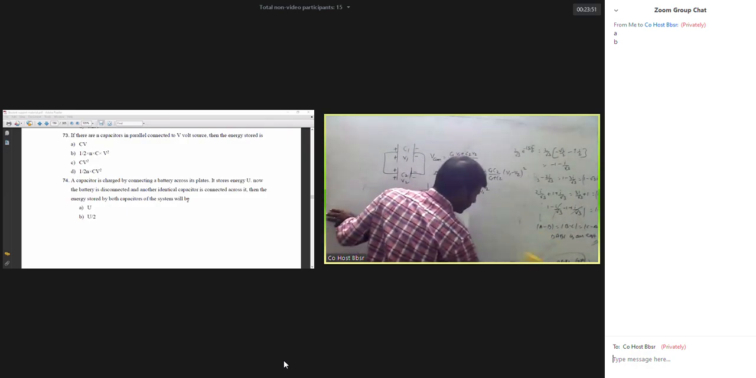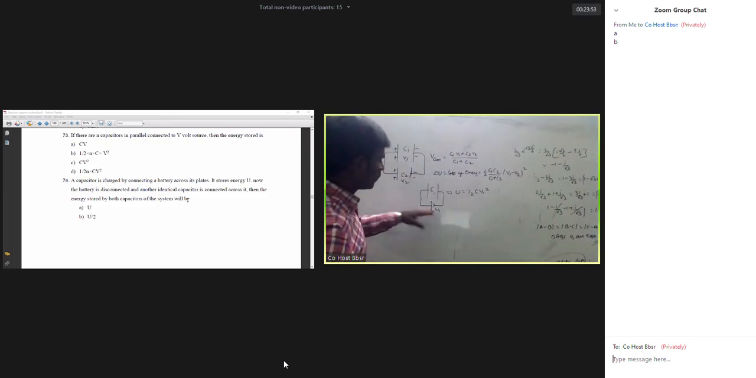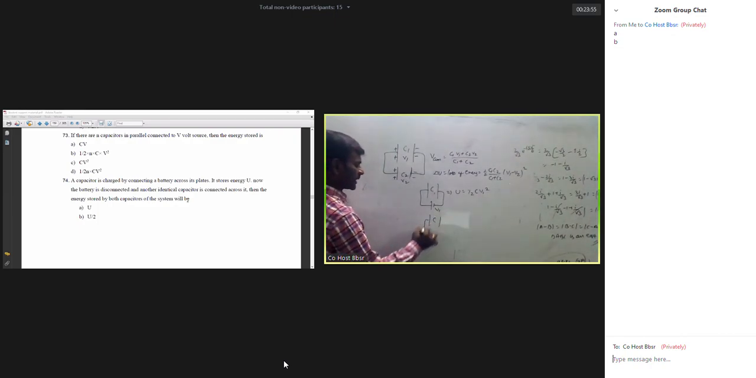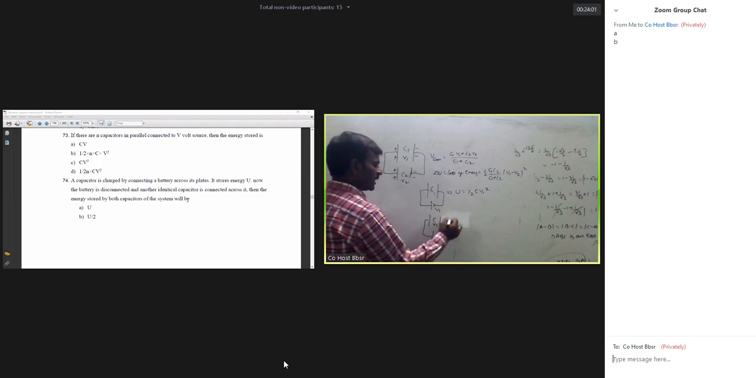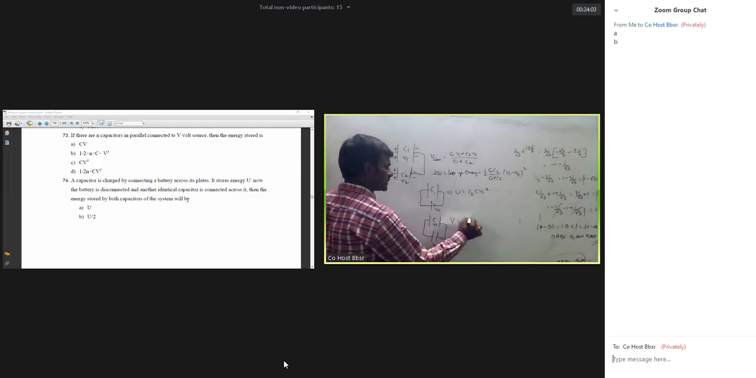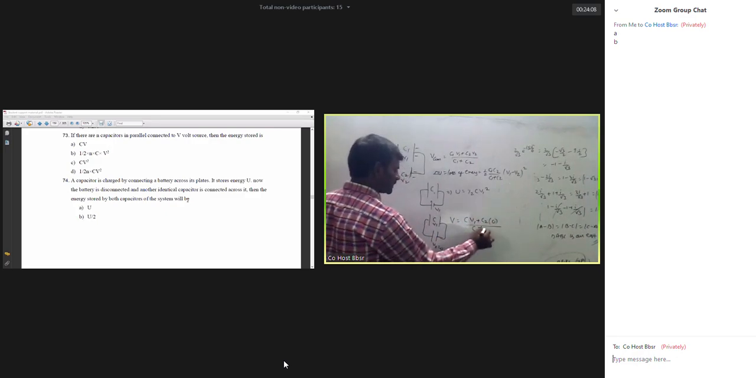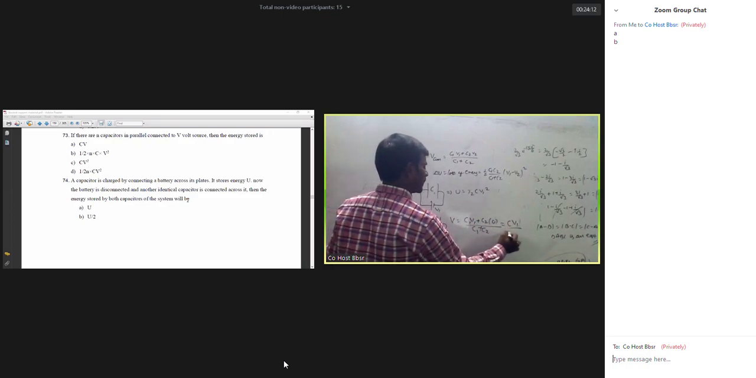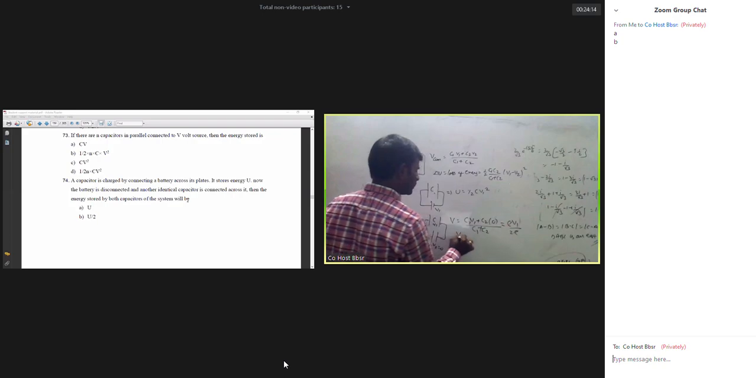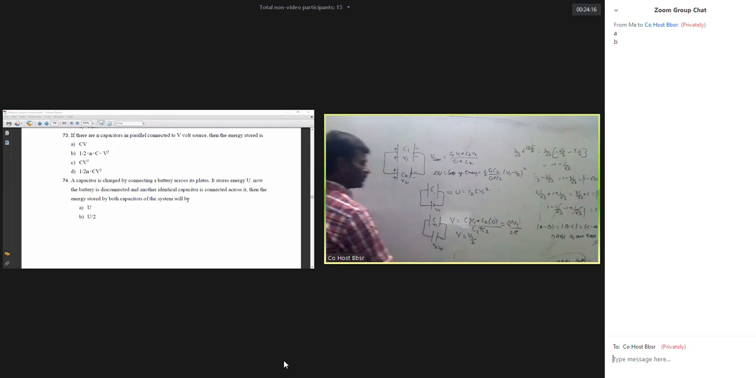Second case: the capacitor is removed from the cell and connected to the uncharged capacitor, V2 equals 0. This is V1. Then V equals (C V1 plus C2 into 0) by (C plus C2), which means C V1 upon 2C, equal to V1 by 2.